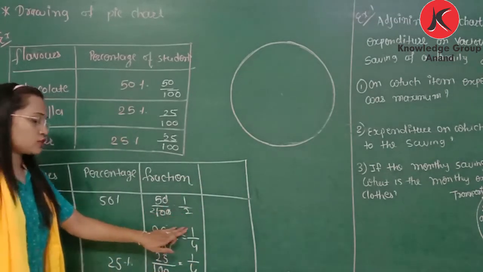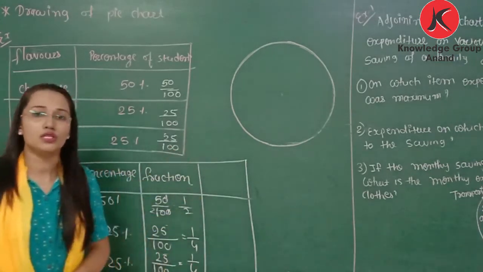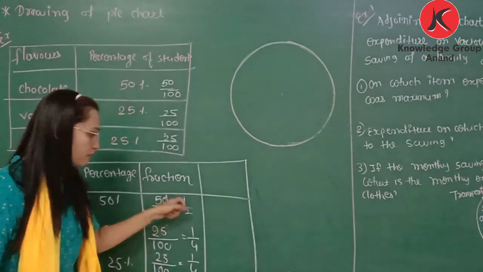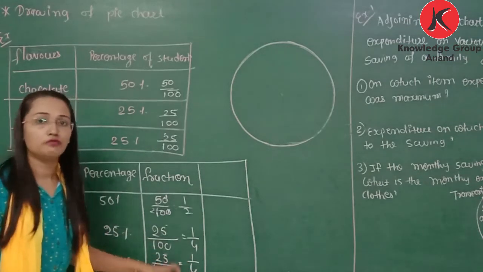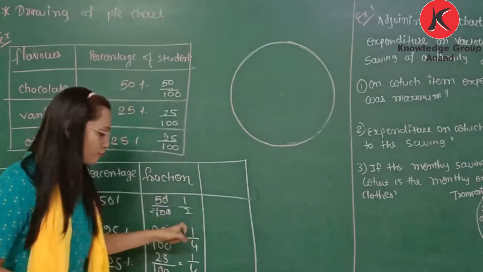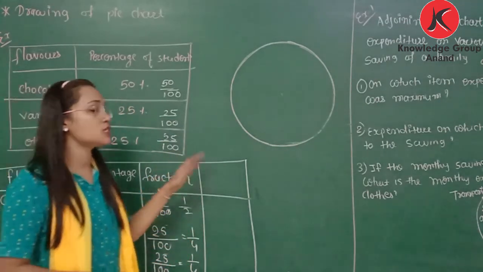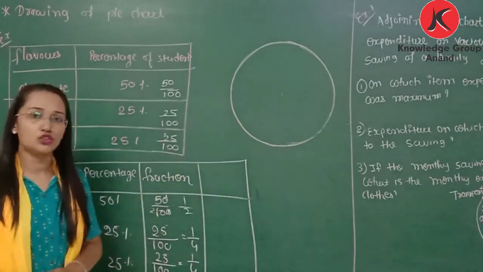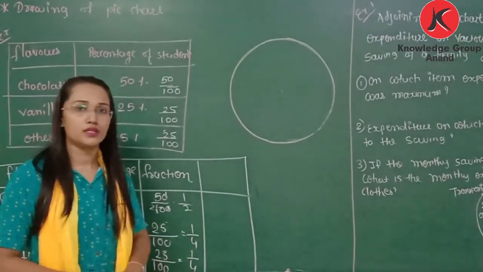Now we get the fraction form for a circle, but here the circle is nothing but 360 degrees. Means we need to divide 360 degrees into 1 by 2 part, 1 by 4 part and 1 by 4 part. So how can we find? We need to divide 360 degrees such that the half part represents chocolate, the 1/4 part represents vanilla and the 1/4 part represents other flavor.